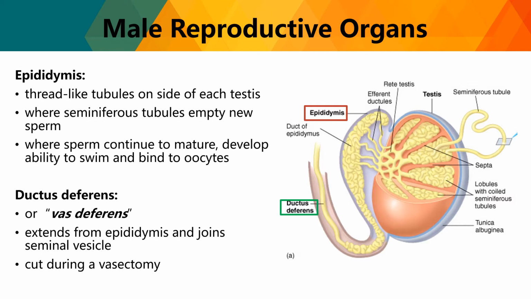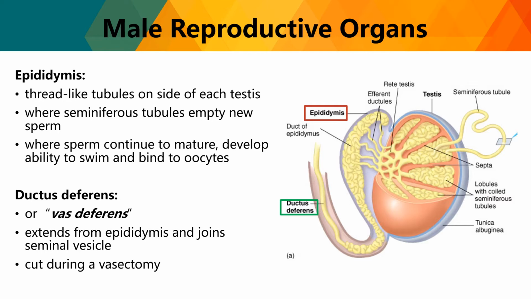It extends from the epididymis and joins the seminal vesicle, and it is the one being cut during vasectomy. Vasectomy is a type of contraception, a surgical procedure made for males for them to become sterile. When you say sterile, this is the inability to conceive or to produce offspring. So that's what vasectomy is.